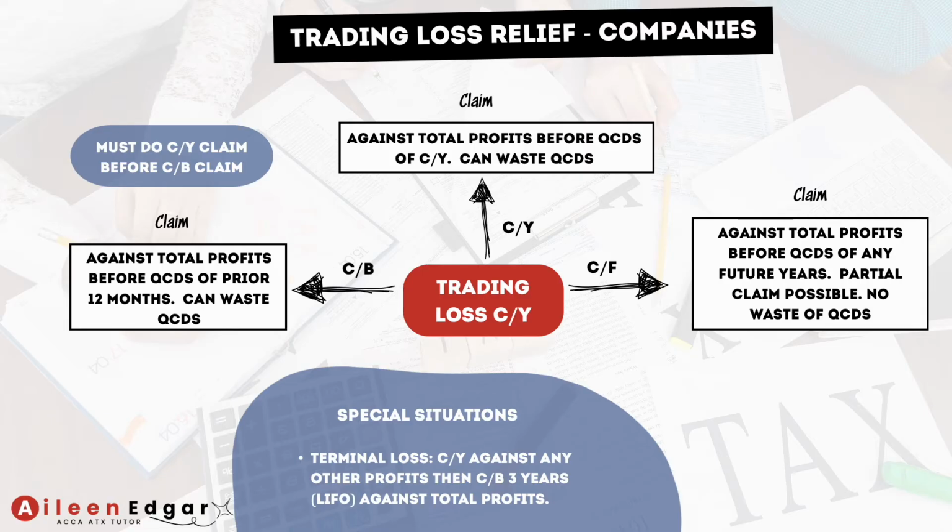So watch out for the fact that when we are using our trading loss relief for our single company here, we cannot make partial claims using that trading loss on the terminal loss relief, the current year loss relief, or the carryback loss relief. But when you're carrying forward your trading loss, you can choose how much of that trading loss you want to use. So that's a really important tax planning point to consider.